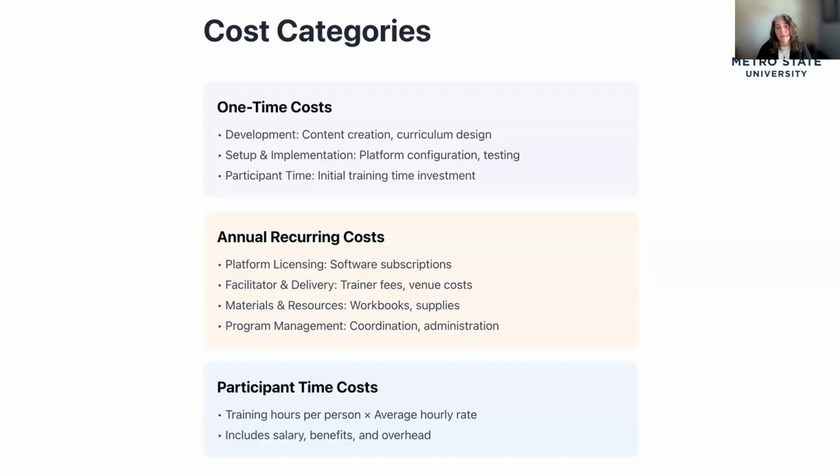And then finally, there are the participant costs, and this one gets lost a lot. And that is the actual time that people spend at your training, when they could be doing something else to help the organization: salary, benefits, overhead, right? So these cost categories become important when we look in the calculator.